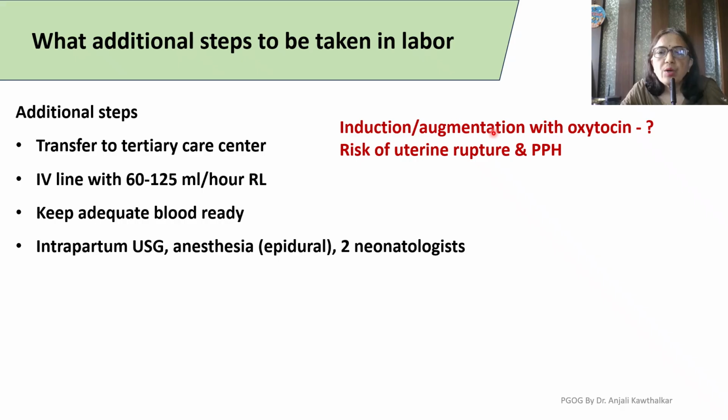The place of induction or augmentation with oxytocin is questionable. Some of the reports are showing that there is an increase in the risk of uterine rupture and postpartum hemorrhage. Other reports are showing better results with the induction or augmentation. So at present, we can say it is inconclusive. The evidence is inconclusive.